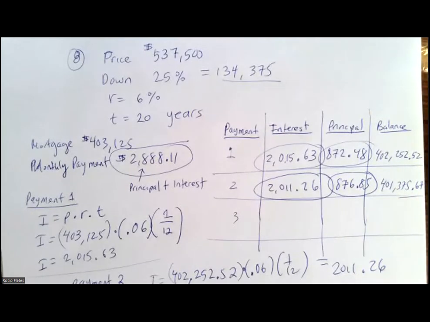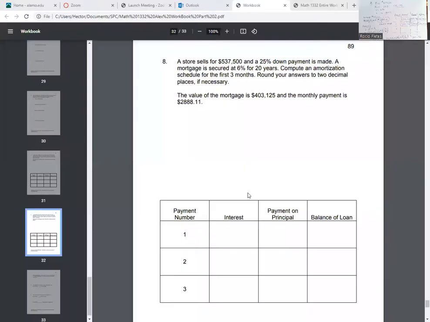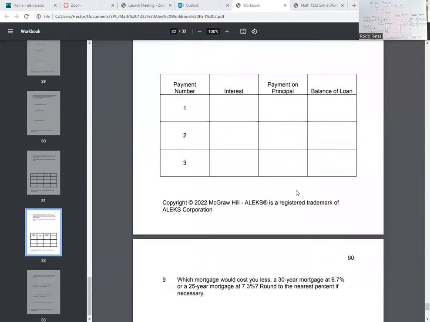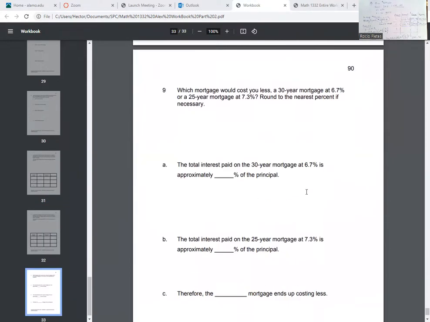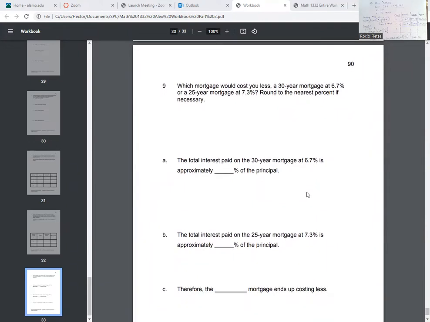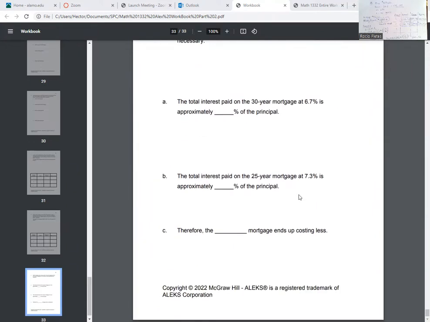And let's see, what is the next question here? Let me go to the workbook. Please make sure you do the third payment as well. And let's go ahead, because I wanted to get to 9, since we still have to do 9, and I don't want to make the videos too long.